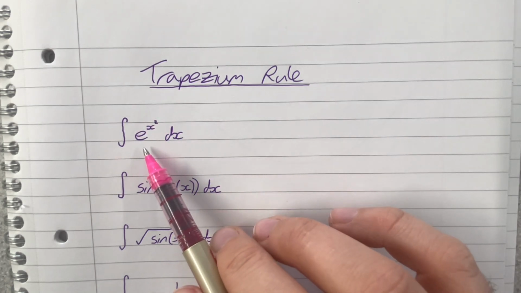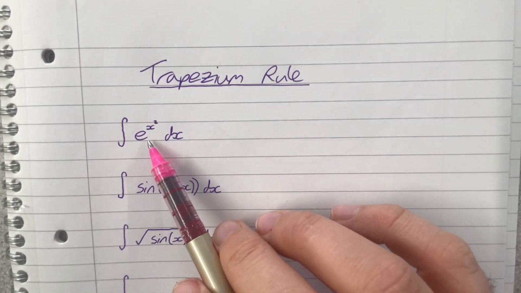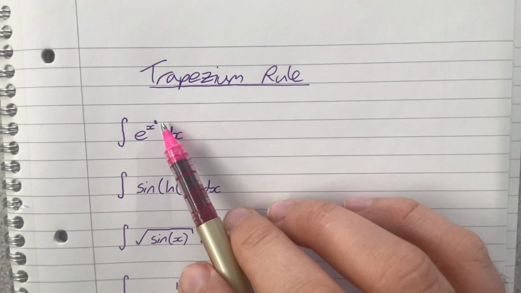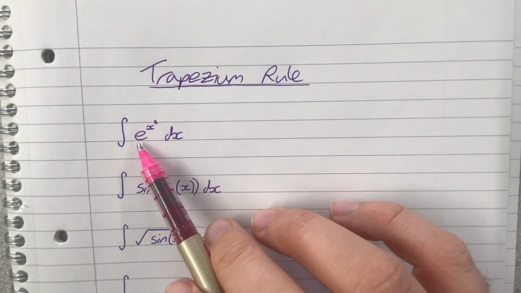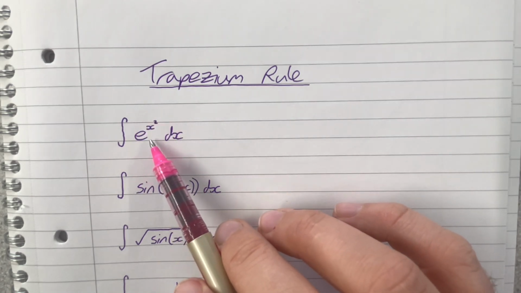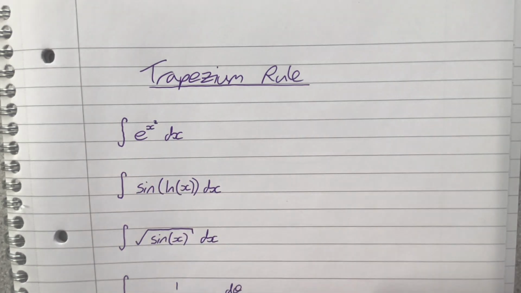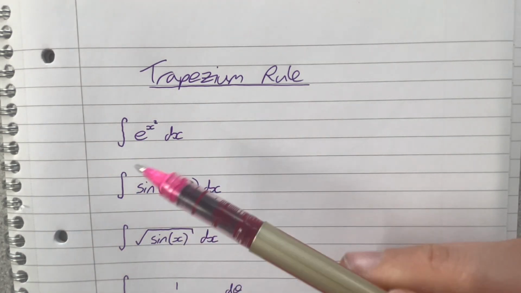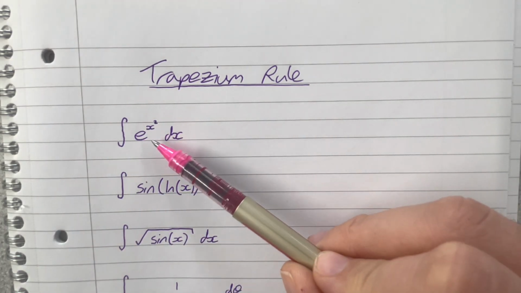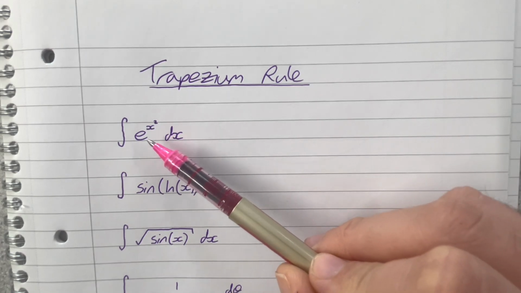And this is not alone. There are many, many functions which we cannot integrate, unlike differentiation, where we can always chain it up and differentiate. This is why integration is often so much nastier than differentiation, because there are just many functions you just cannot integrate. There's no way to do it.